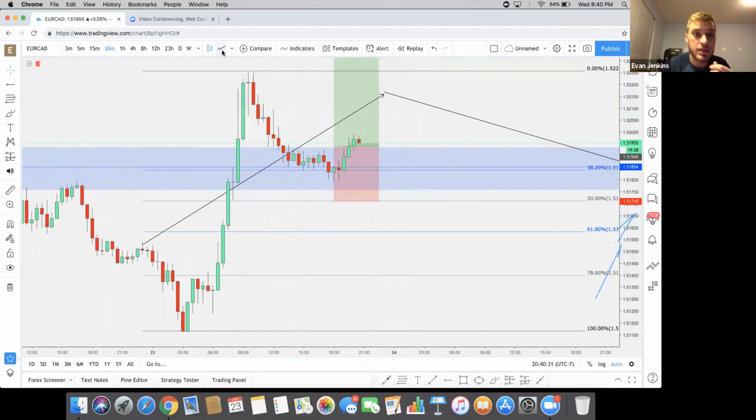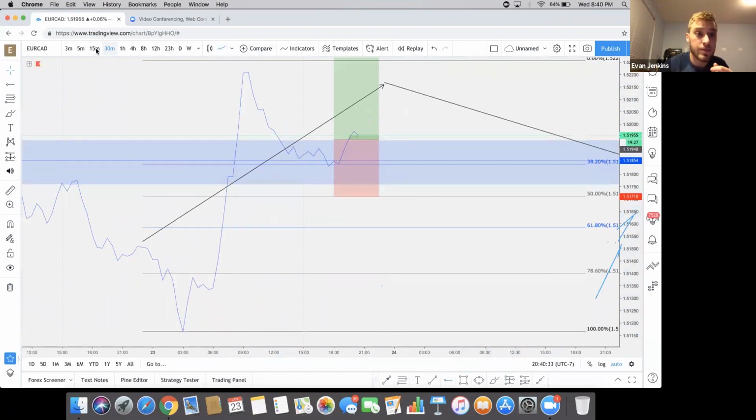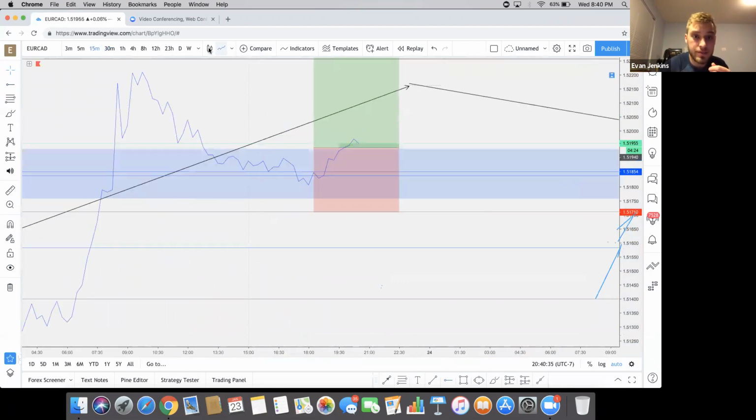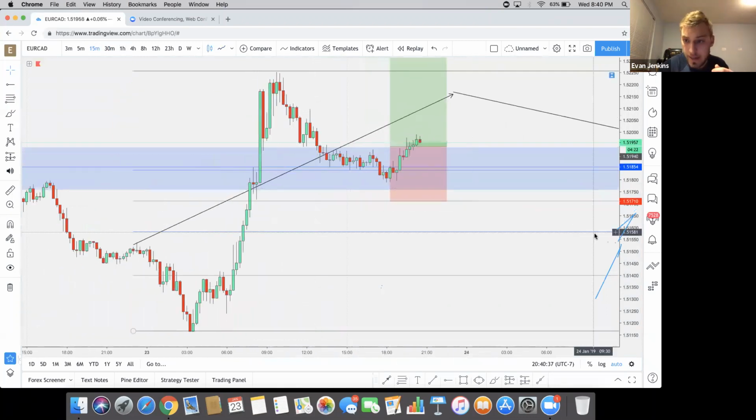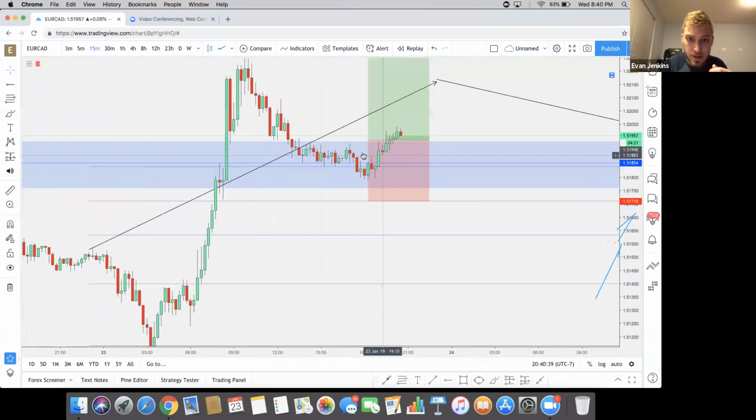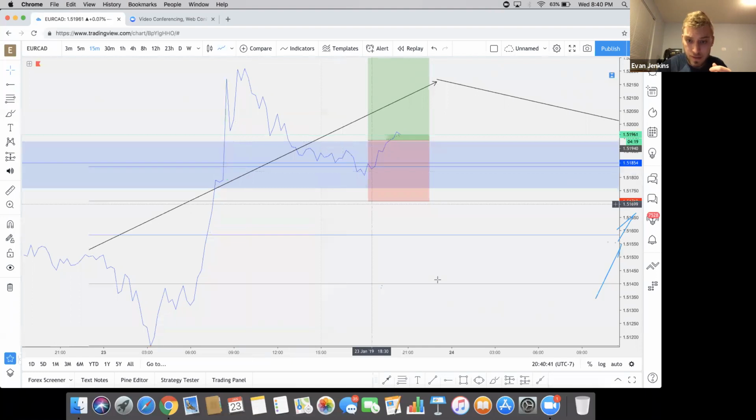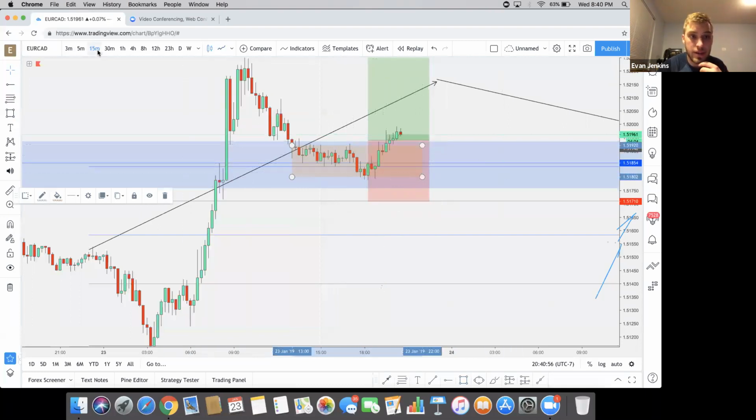And now this is where this gets really cool. Let's step down to the 15-minute chart. Look at this consolidation right there. You can see price is just doing its thing back and forth. And then check this out. We're actually getting a break and retest on the 15-minute chart.